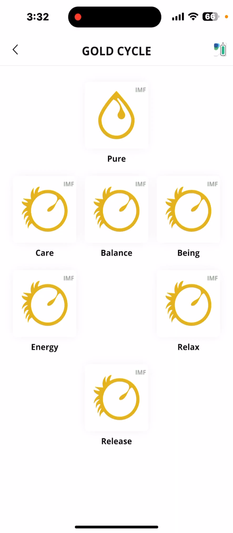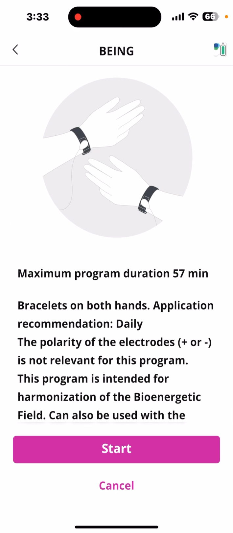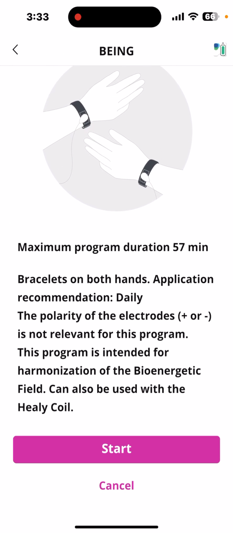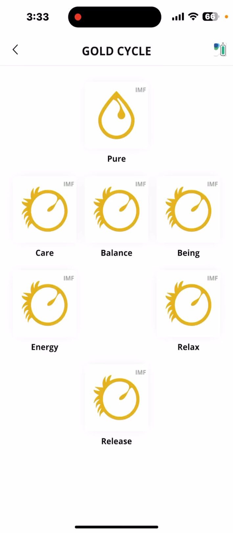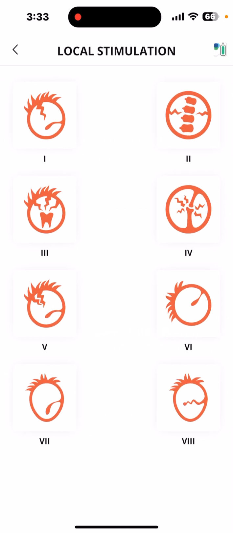Okay, now I want you to notice that at the top right corner of the program, there are three words: IMF. So when you see IMF and open it, you'll find that there are two ways to use it. One is the electrode and the second one is the coil. So if you see IMF, it means that you can use coil or electrodes.